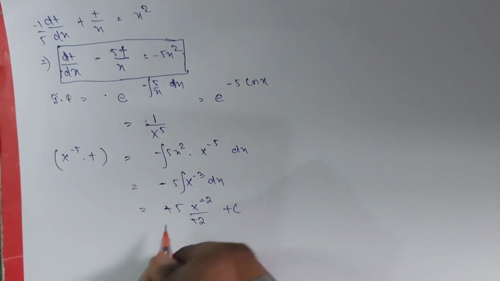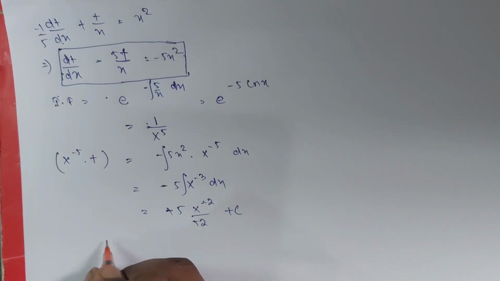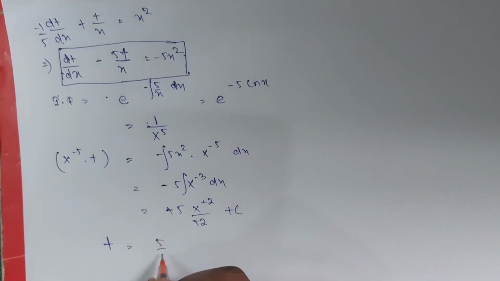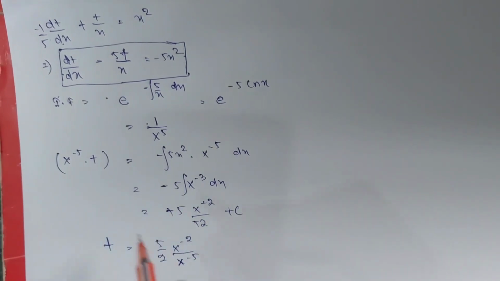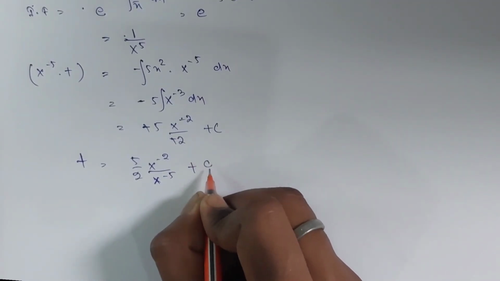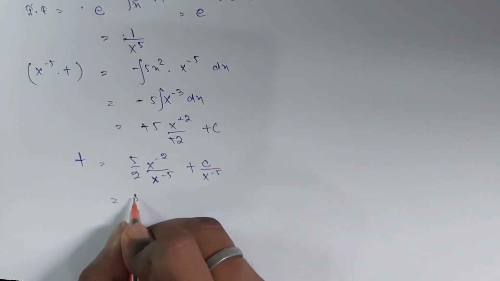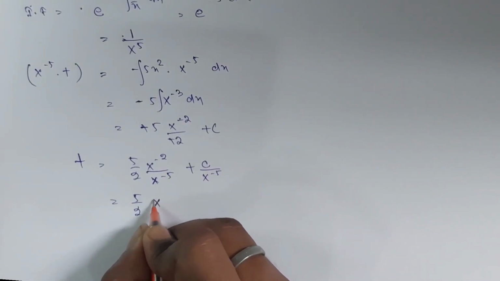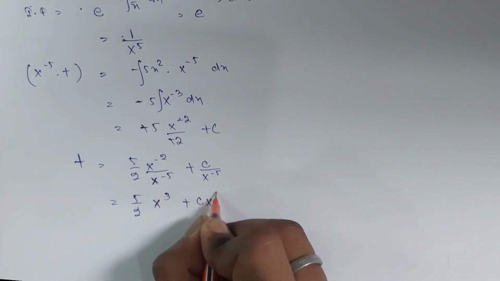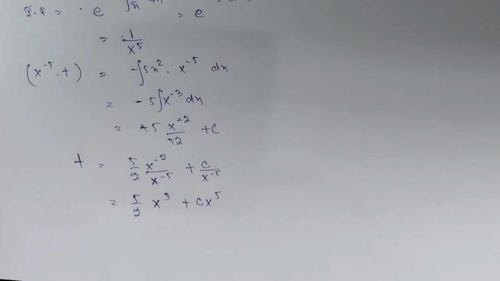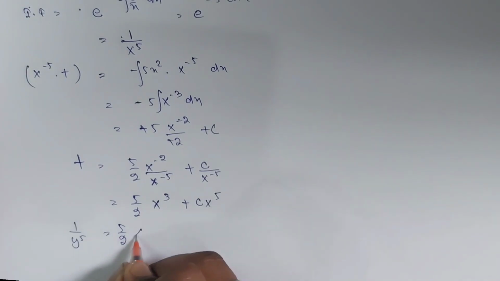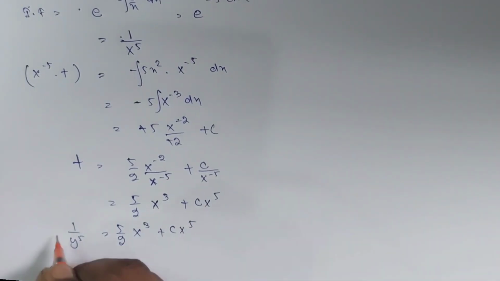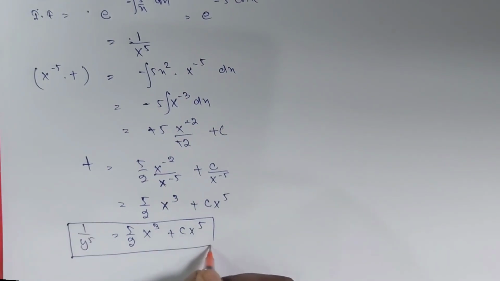Then the minus signs cancel out, and t equals 5/2 x to the power minus 2 divided by x to the power minus 5. We have to divide by x to the power minus 5 on both sides, then it equals c divided by x to the power minus 5, so it becomes 5/2 x cube plus c x to the power 5. Now putting the t value, 1/y^5 equals 5/2 x cube plus c x to the power 5, and this is our solution of the differential equation.